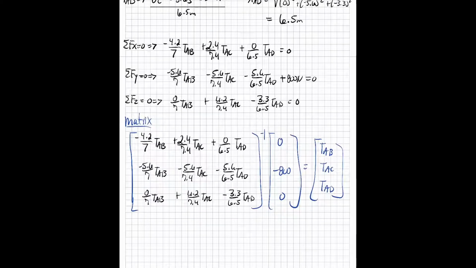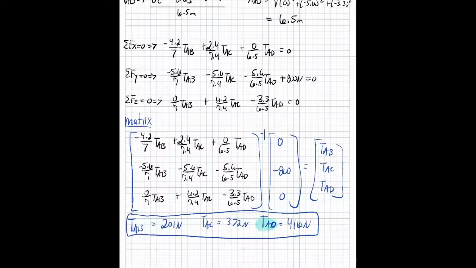All right. Plugging our matrix into our calculators, we can get our three tensions to come out to 201 newtons, 372 newtons, and 416 newtons.